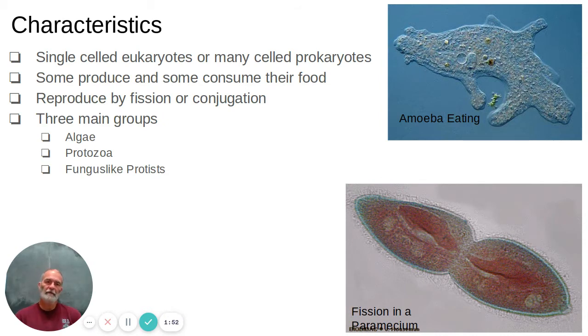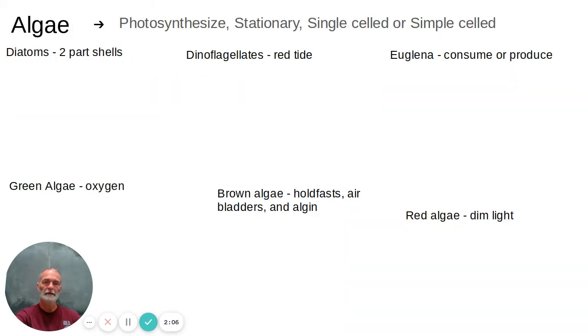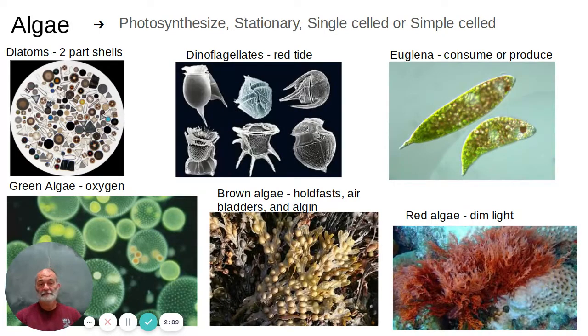Three main groups of protists, right in the definition. There are the algae, which are the plant-like protists. There are the protozoa, which are the animal-like protists. And there are the fungus-like protists, which don't have a special name like algae or protozoa. So we're going to go ahead and look at these three groups.